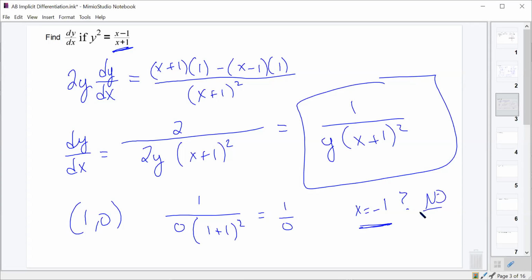Everybody kind of see how all that works? We got to be a little bit more deliberate with these values that we plug in when we've got some more complicated implicitly defined equations.